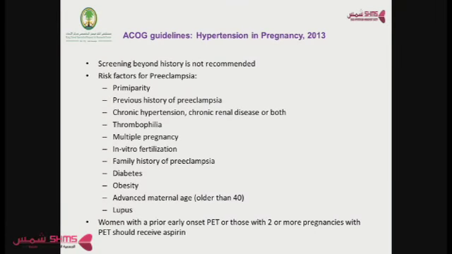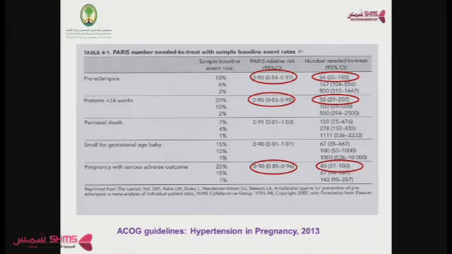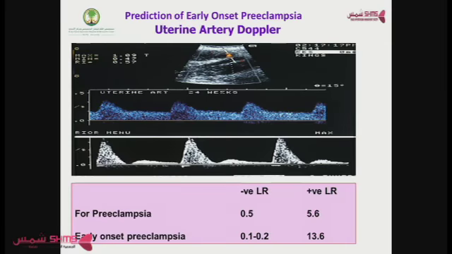And these are some of the risk factors that we spoke about earlier. To prevent preeclampsia, you really need to treat a small number of patients with aspirin to have an effect. Some of the screening that we actually utilize: uterine artery Doppler.